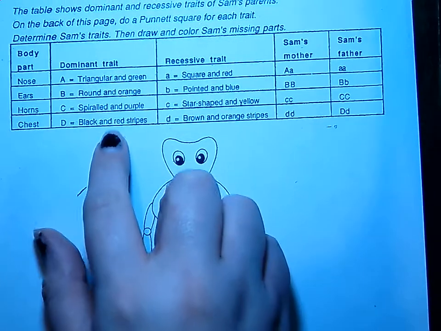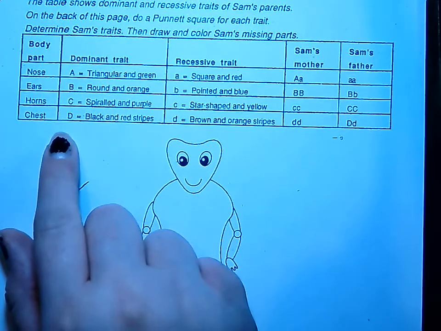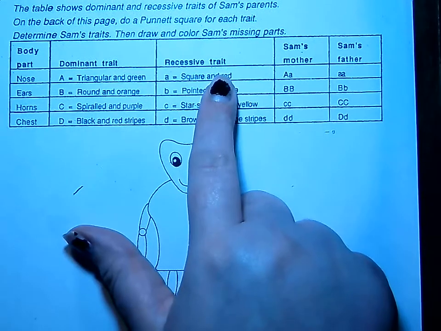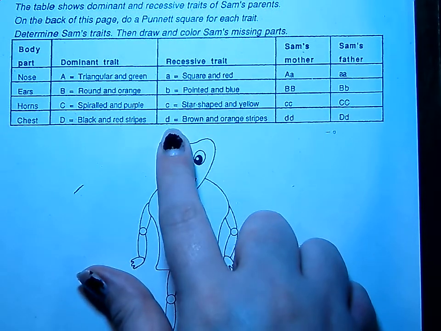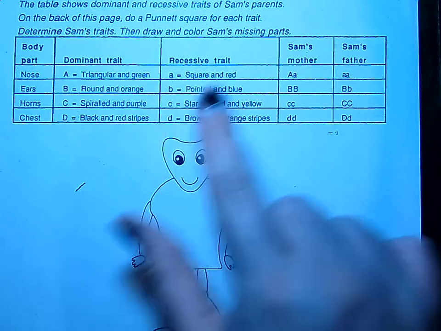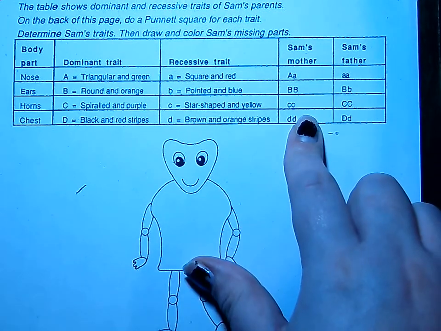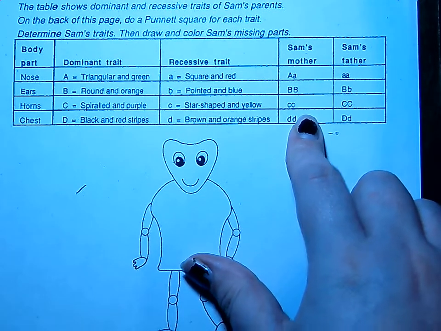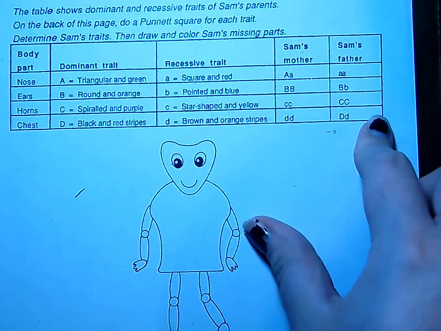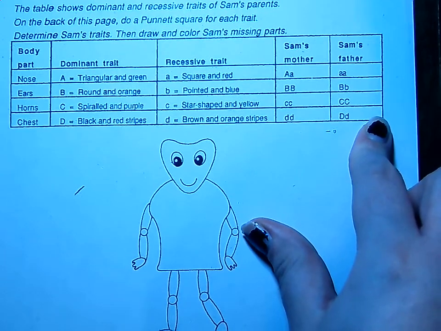They tell us what the dominant trait is. Notice the capital letter. Also, we have the recessive trait. Notice the lowercase letter. We have Sam's mother with her genotypes. We also have Sam's father with his genotypes.